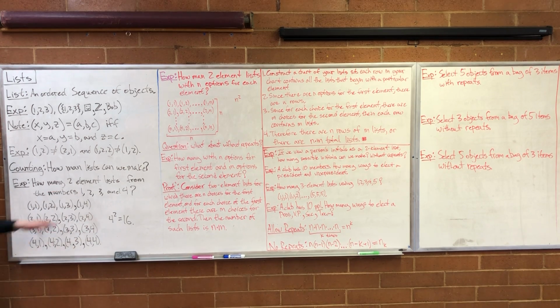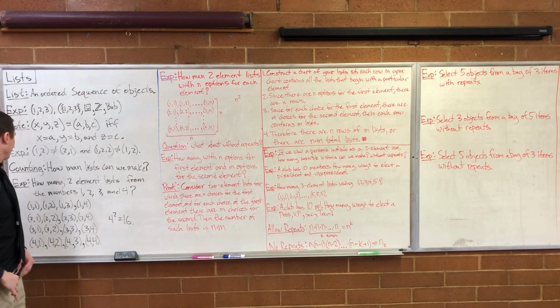Can you think of any other 2-element list I could make with the numbers 1, 2, 3, and 4? No. So it's pretty intuitive that there's 16. One way you could have thought about that is, well, I have 4 options for the first element, and I have 4 options for the second element. Therefore, I have 4 times 4, 16 total options. Make sense? Trying to appeal to intuition?